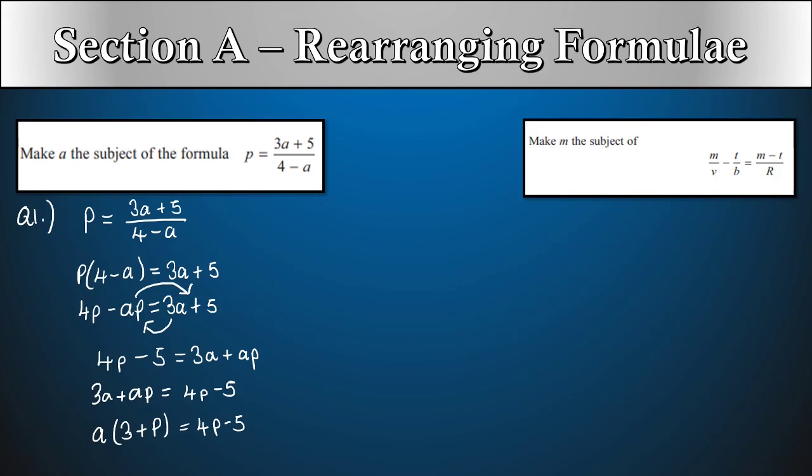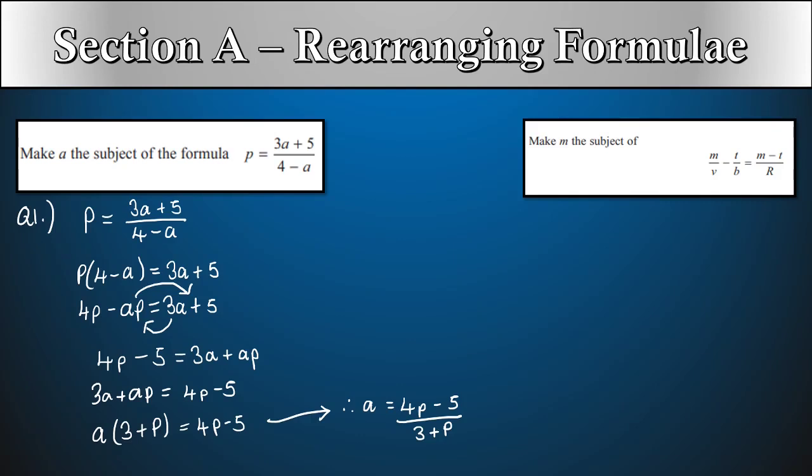So therefore, to get a here, we just need to get rid of this 3 plus p. And because we are multiplying here, we just do the opposite, we divide. So therefore, we finish it off over here. a is equal to 4p minus 5 divided by 3 plus p. Okay, and there we go. So we've made a the subject there. So that was question 1.